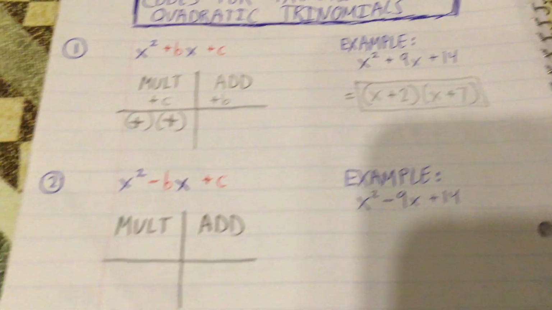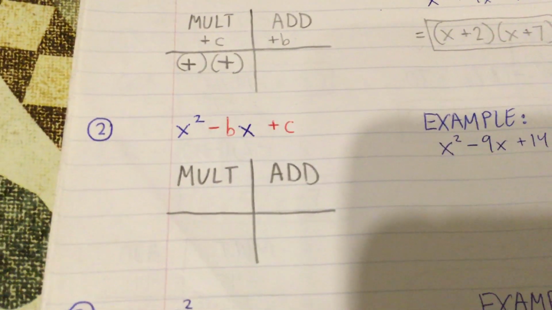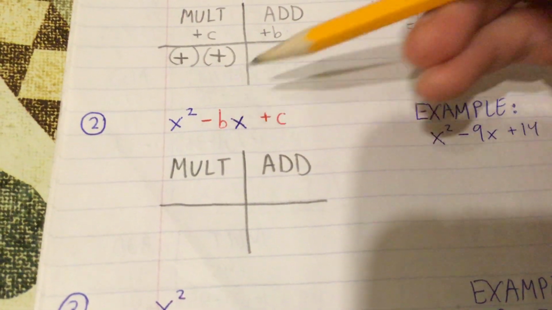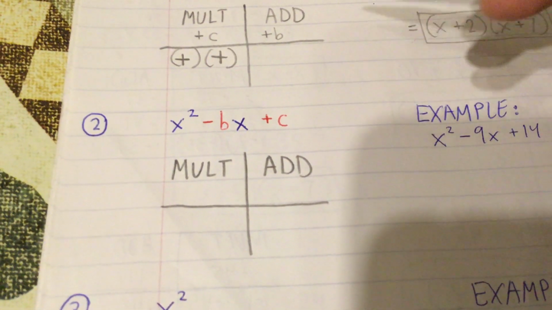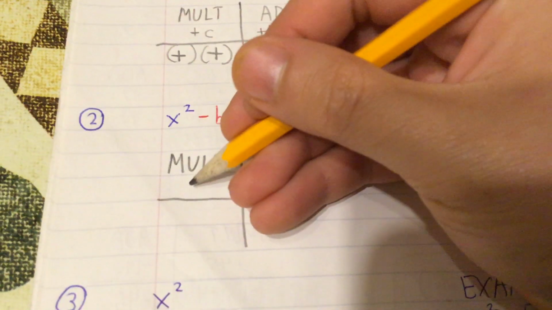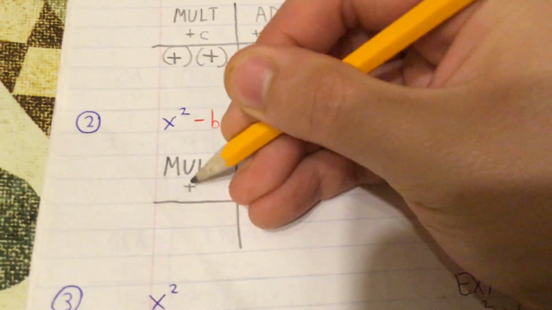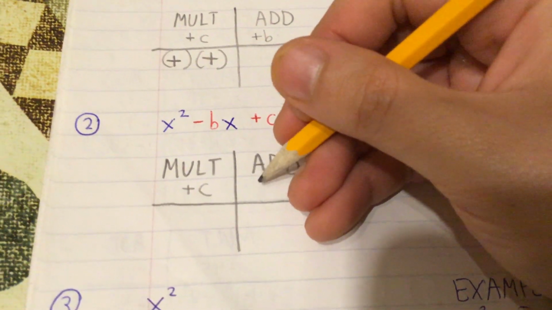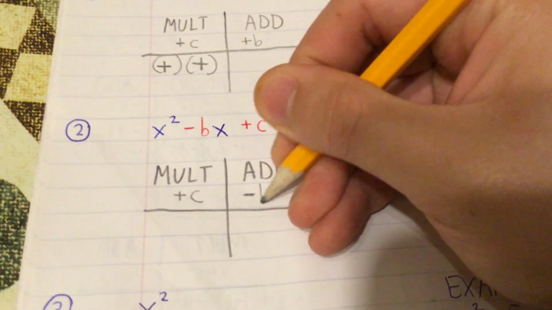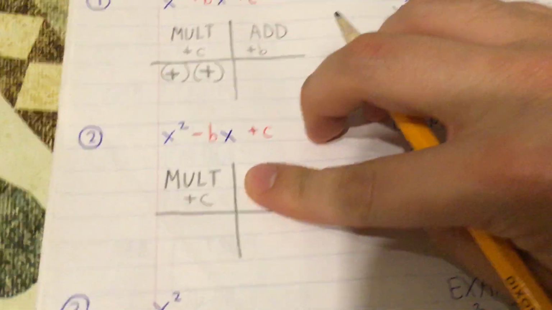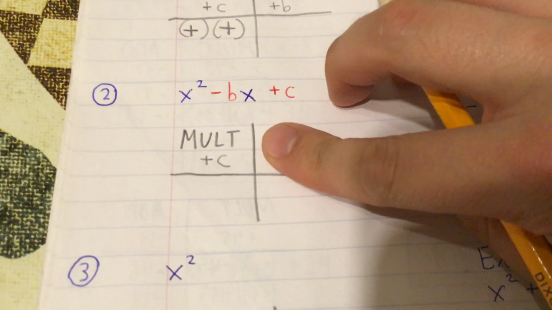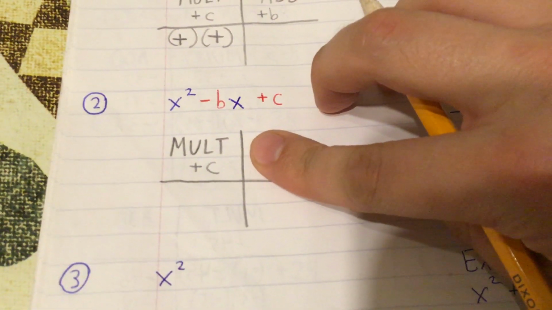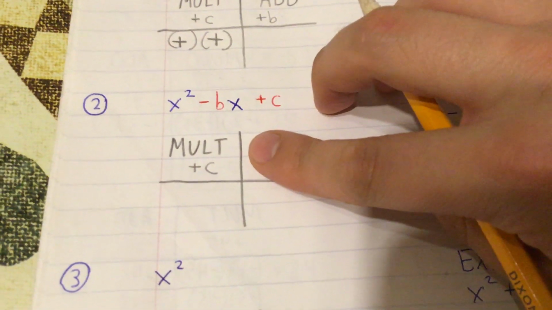Now, moving on to case number 2, which is what we did in the previous video. What if it's x squared minus bx plus c? In other words, we're trying to figure out what multiplies to a positive c and adds to a negative b. So I'm going to cover up the right column. How do I multiply to get a positive? Well, I could get positive times positive or negative times negative. So those are the 2 outcomes.